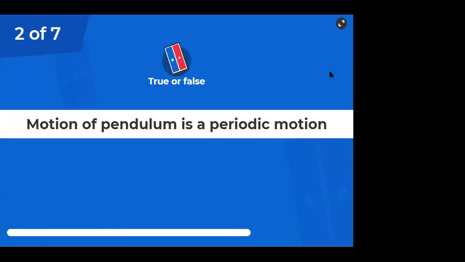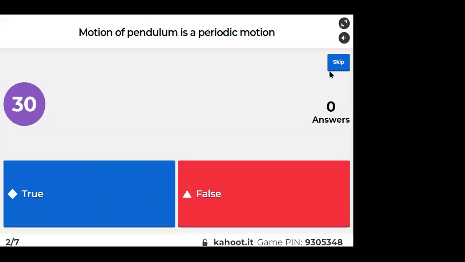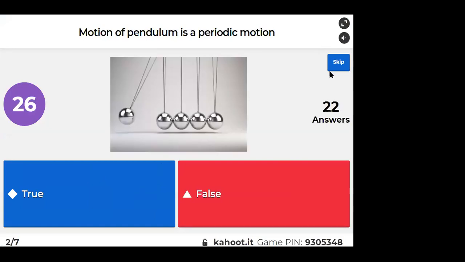Second one, motion of pendulum is a periodic motion. True or false? Motion of a pendulum is a periodic motion. True or false?